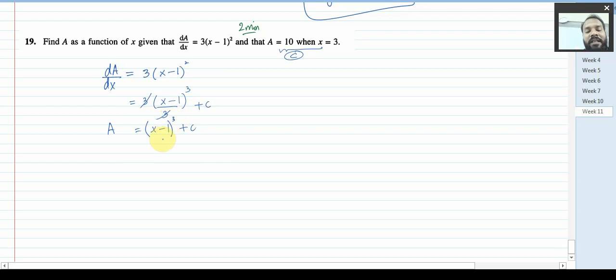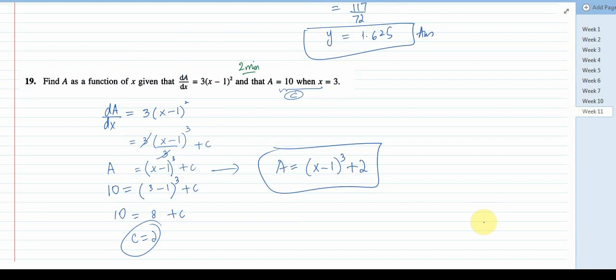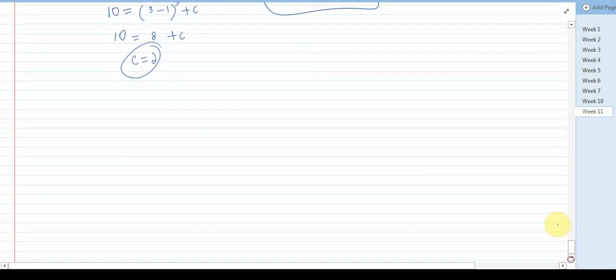So we have x minus 1 whole power cube here, which I forgot previously. Now the value of a is 10, x is 3, so 10 equals (3 minus 1) power cube plus c. 3 minus 1 is 2 and 2 cube is 8. So 10 equals 8 plus c, and the value of c is 2, right? So area equals (x minus 1) cube plus 2, and that is your final answer.